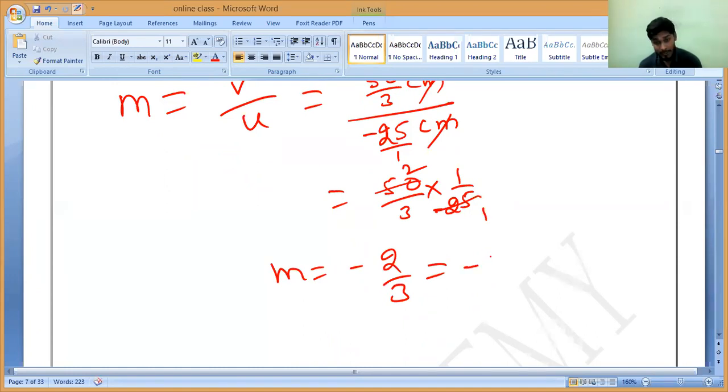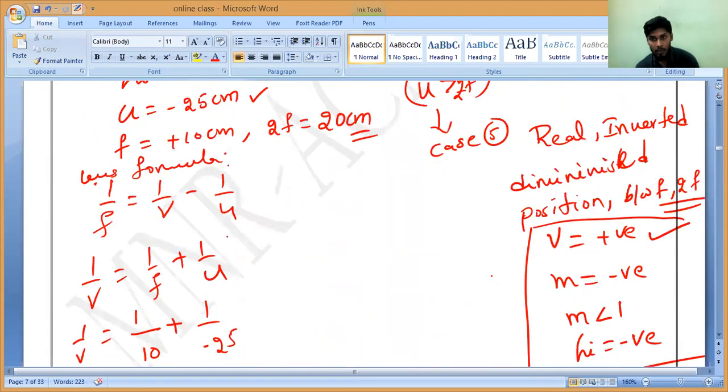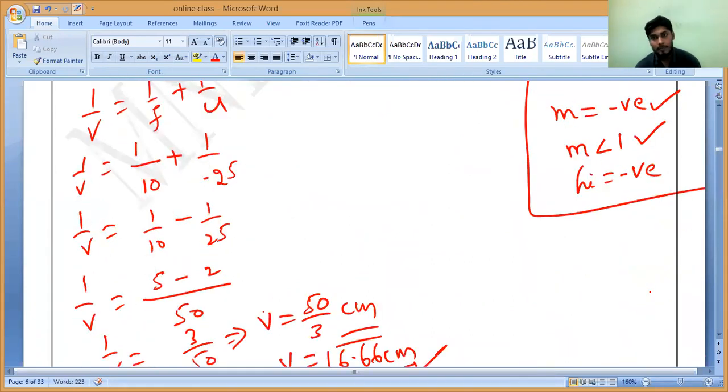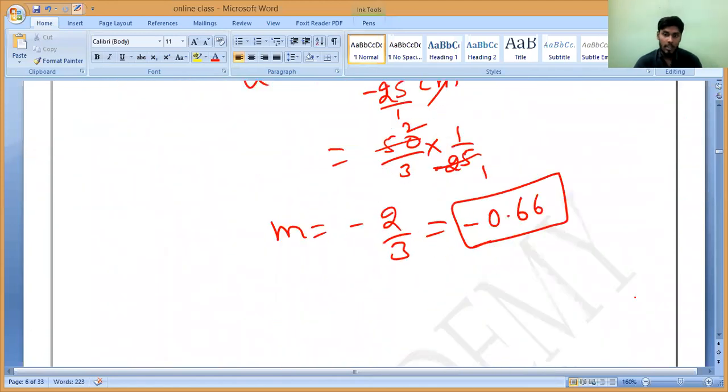Minus 0.66. So is it negative or not? Verify. M is negative, yes, sir. M is negative and also less than 1. Is it correct or not? Yes, sir. My answer is correct.